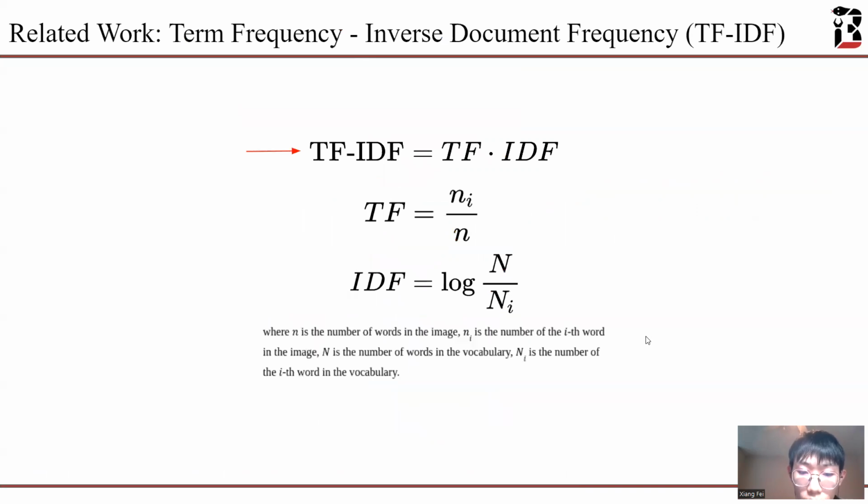Then there is term frequency-inverse document frequency, TF-IDF. TF-IDF is a way of reflecting the importance of each word in an image. It is the multiplication of two terms, term frequency (TF) and inverse document frequency (IDF). TF-IDF considers the weight of a word according to the frequency of the word in the image and the frequency of the word in the vocabulary. It helps us better distinguish different images.